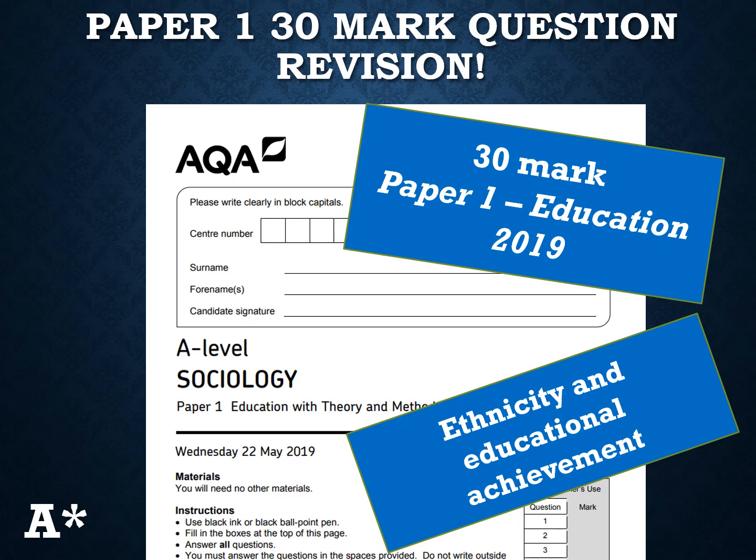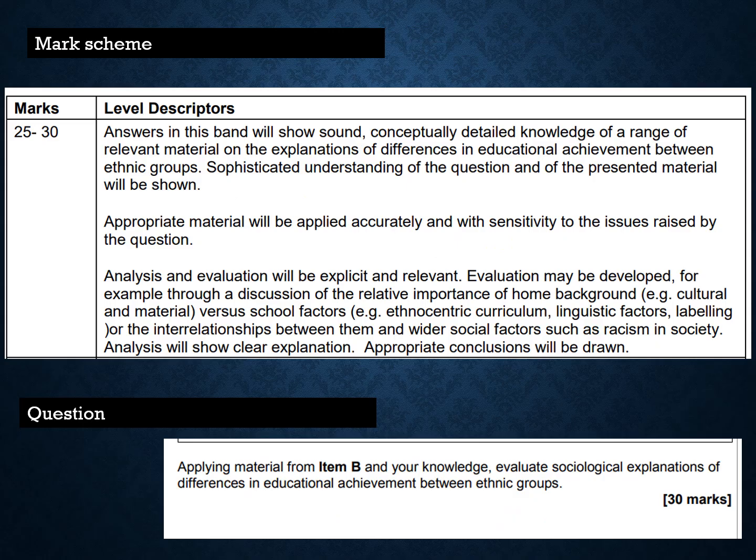I want to share with you a really good answer from Education 2019 paper 1. It is on ethnicity and educational achievement. So what do you need to do to get a top band answer?